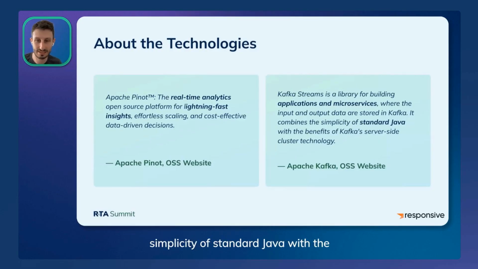It combines the simplicity of standard Java with the benefits of Kafka's server-side cluster technology. So I think there's a lot to unpack in there, but the key parts here: the first is to notice that it's meant for applications and microservices, which is a slightly different use case than the analytics realm. It's a little bit more in the transactional, operational realm of applications that you might want to write.